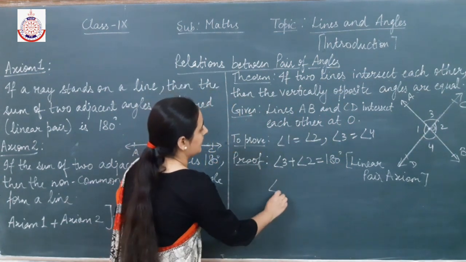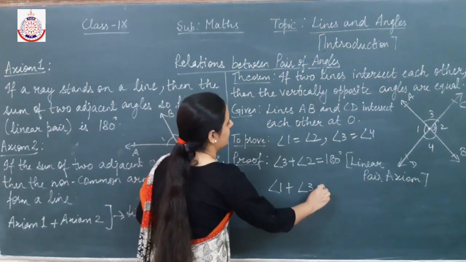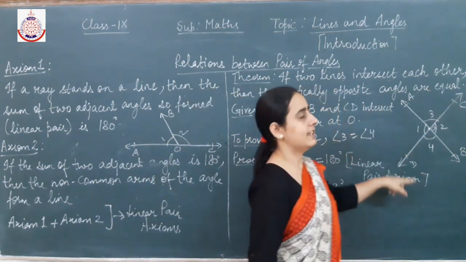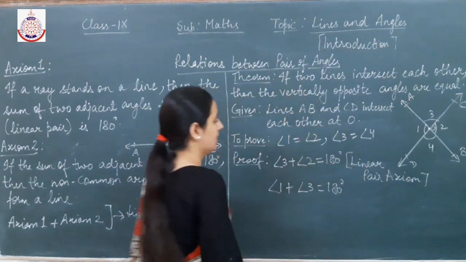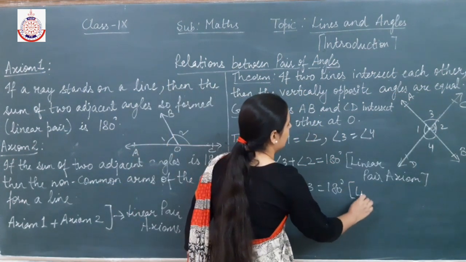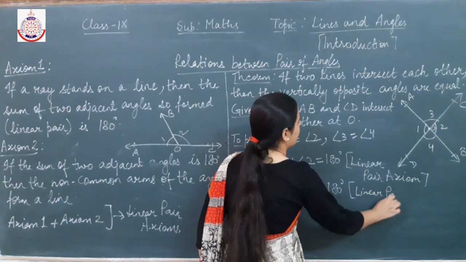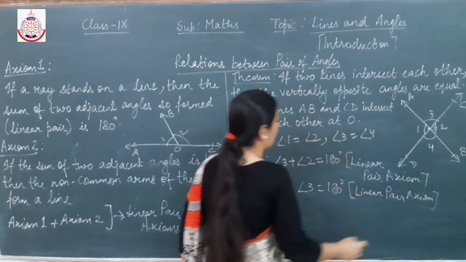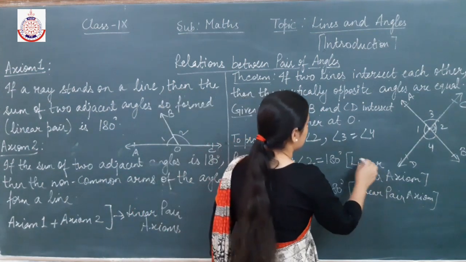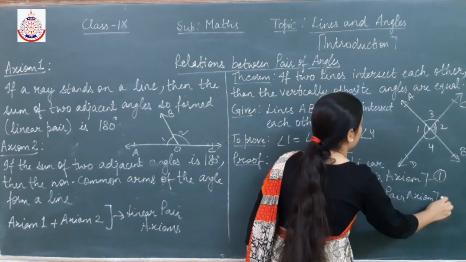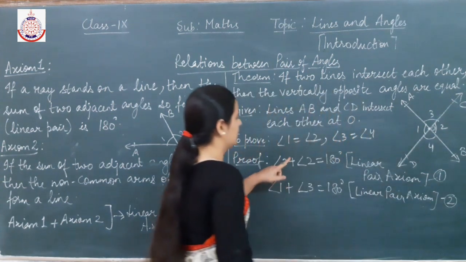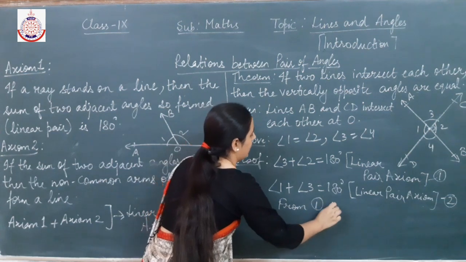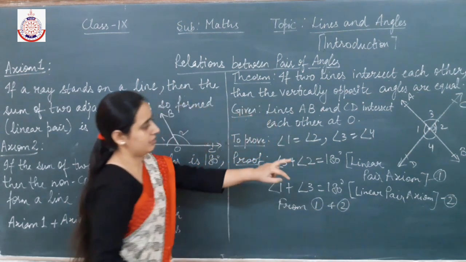Similarly, I can say angle 1 plus angle 3 also equals 180 degrees, but here the line is different, CD; in the previous case it was AB. So here again I will write the same reason, linear pair axiom. Let us mark this equation as number 1 and this as number 2. So we will write, from equation number 1 and 2.